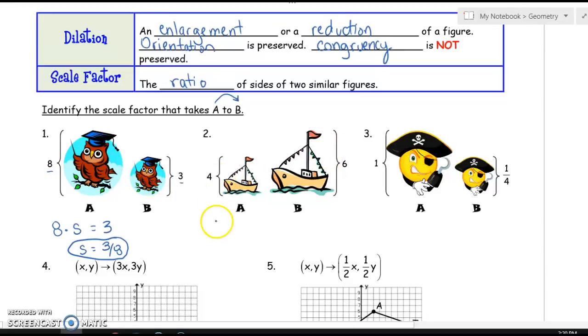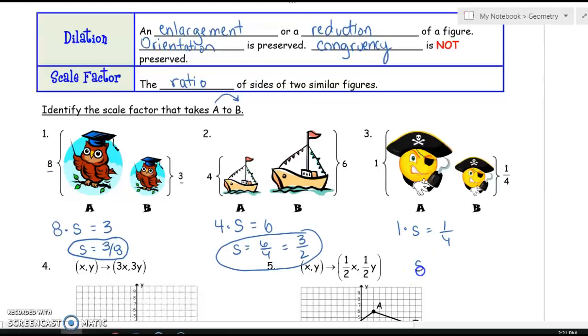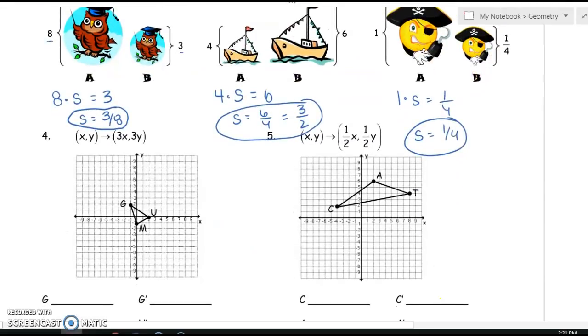So if we're starting with 4, 4 times what will get me to a size 6. Divide by 4. Your scale factor is going to be, reduce it, 3/2. Use math frac if you need to, but definitely make sure it's reduced. So you get 3/2. All right, we're going from A to B. So we're doing 1 times something equals 1/4. Divide by 1. Your scale factor is going to be 1/4. All right, so not too bad.